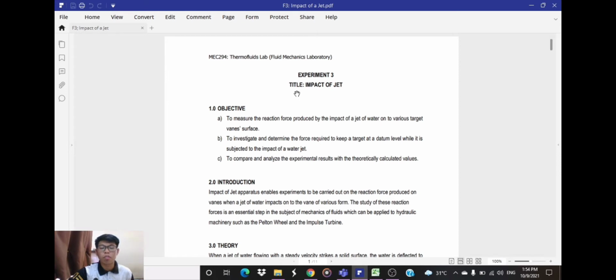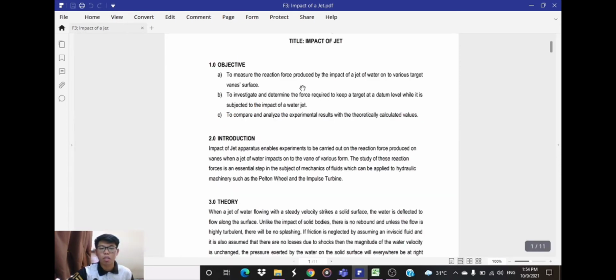Let's go to the objective of this experiment. First, to measure the reaction force produced by the impact of a jet of water on various target vanes' surface. B, to investigate and determine the force required to keep a target at a determined level while it is subjected to the impact of a water jet. And C, to compare and analyze the experimental result with the theoretically calculated values.